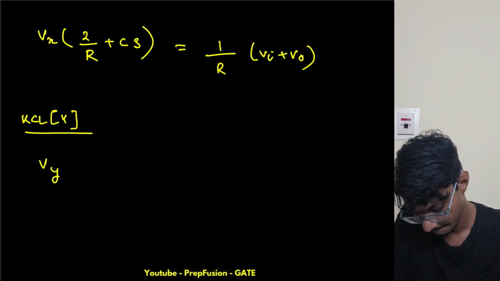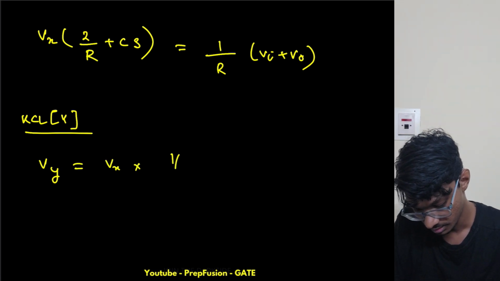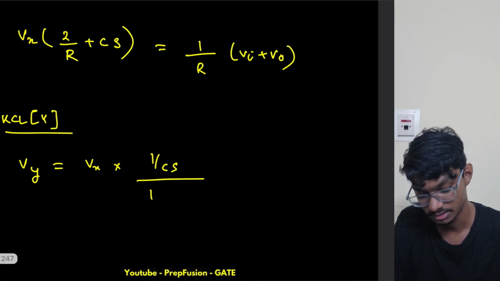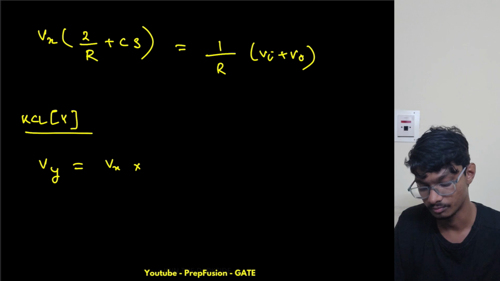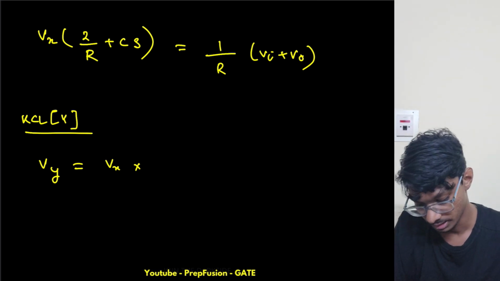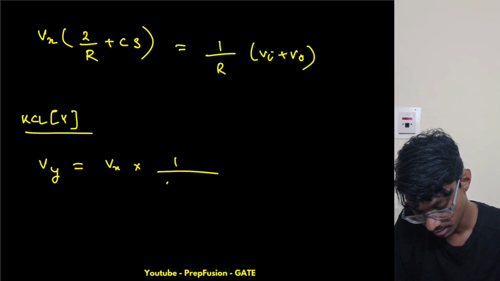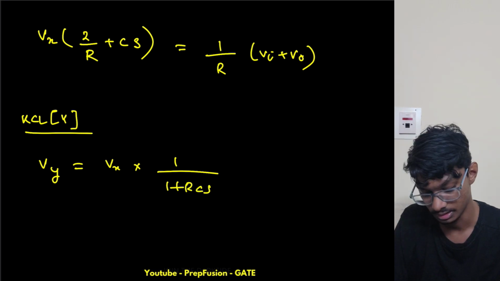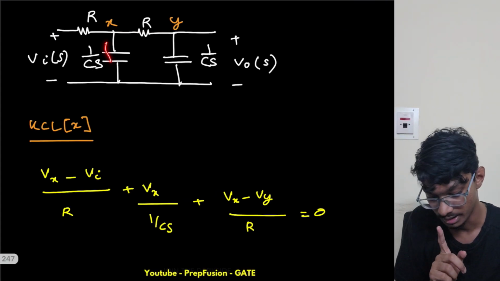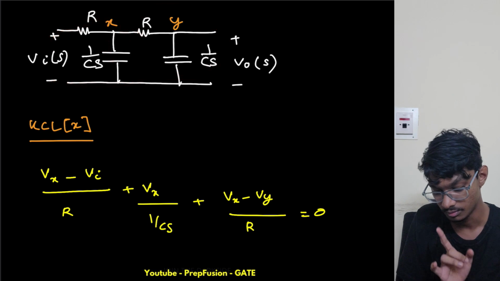Vy should be equal to Vx times (1 by Cs) divided by (R plus 1 by Cs). That is the transfer function that we previously wrote, right? Previously we wrote 1 by 1 plus RCs. Here this is 1 plus 1 by RCs, but this one wasn't, right? Due to this loading effect, right?